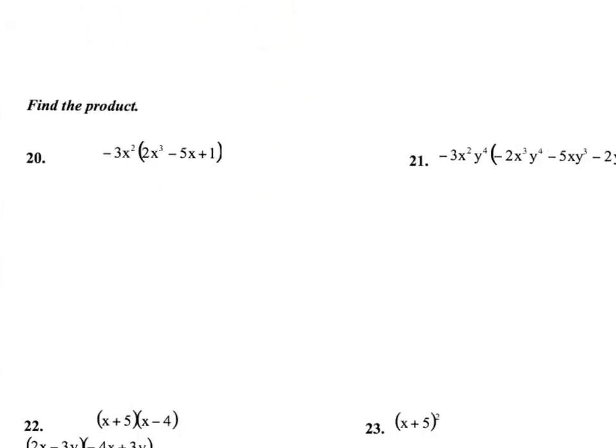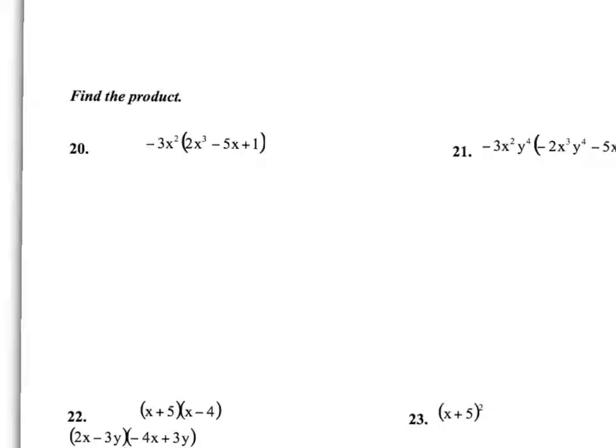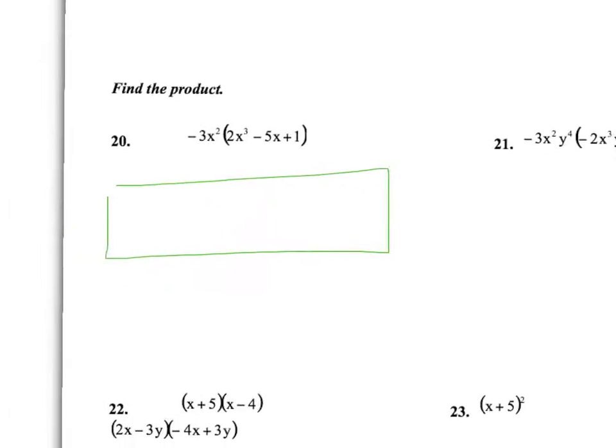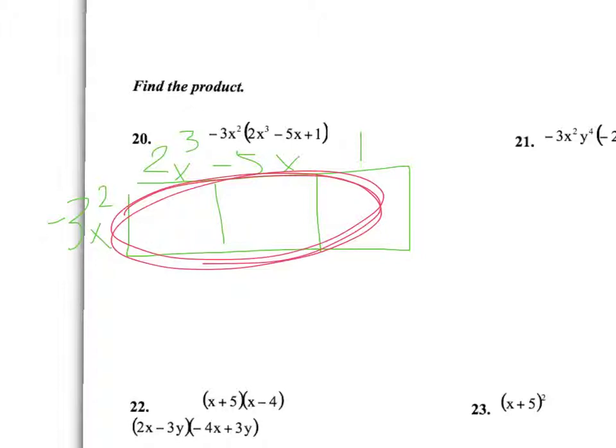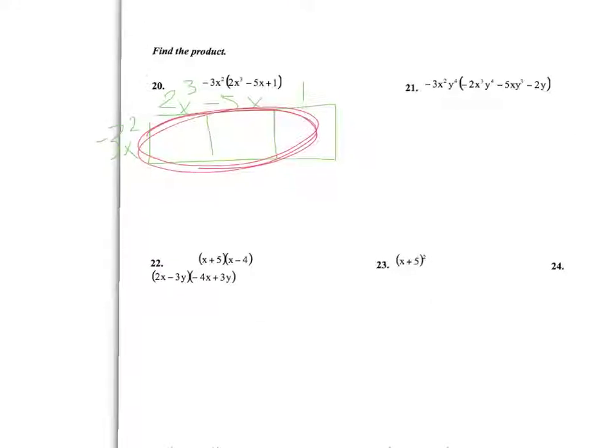Lastly, box method. So for this guy here, number 20, you're going to create a box. It's going to be a 3-column guy in one row. So you're going to have negative 3x squared on the outside there, and then the 2x cubed minus 5x plus 1 on the inside. We did go over this in class already for these problems, so I'm actually not going to go any farther because you guys actually are rocking out the box method, and I don't want this video to be too long.